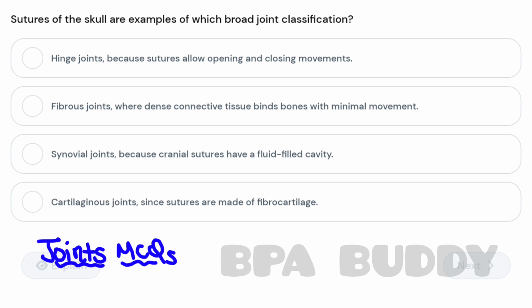Sutures of the skull are example of which broad joint classification? So it is cranial sutures are fibrous joints connected by dense connective tissue and are essentially immovable.